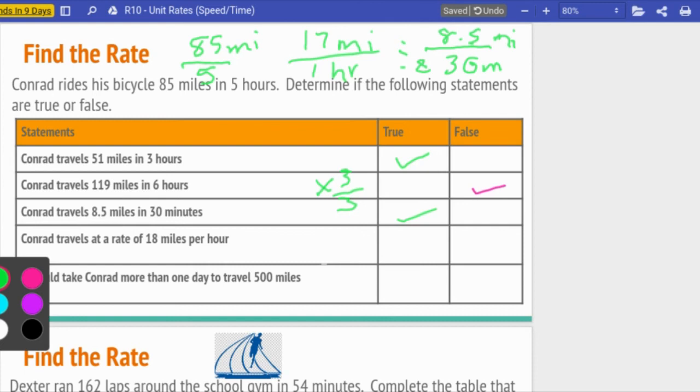Conrad travels at a rate of 18 miles per hour. We already found that. He travels at a rate of 17 miles per hour. So that one is not true.